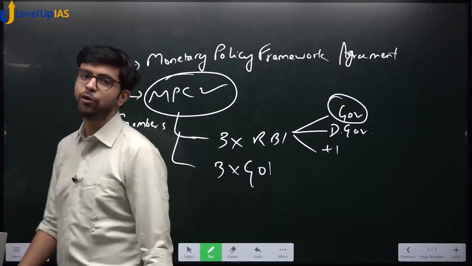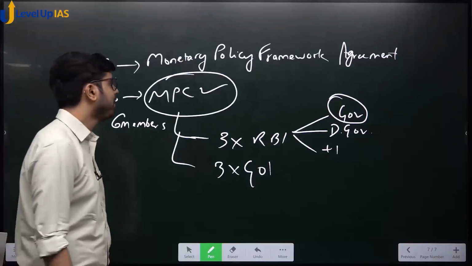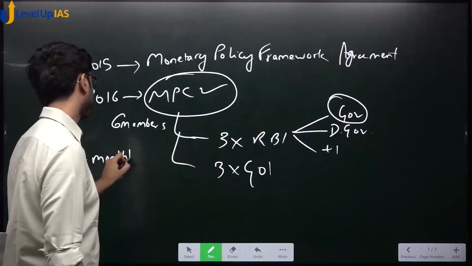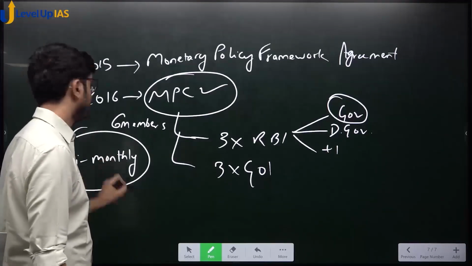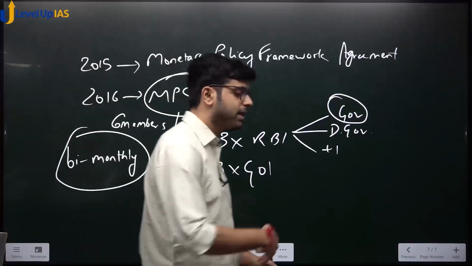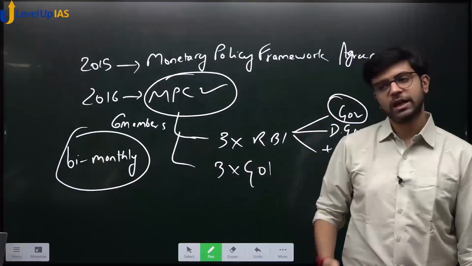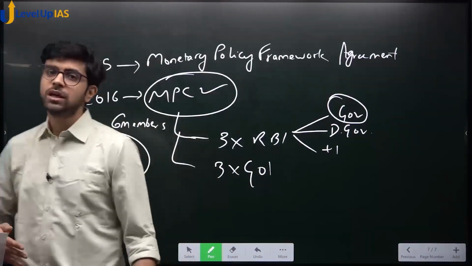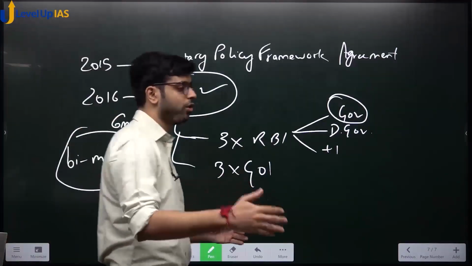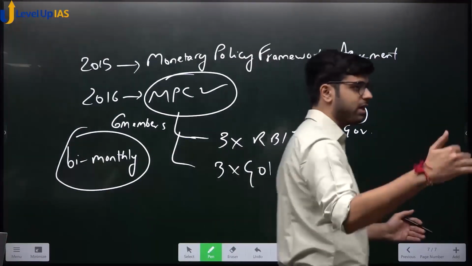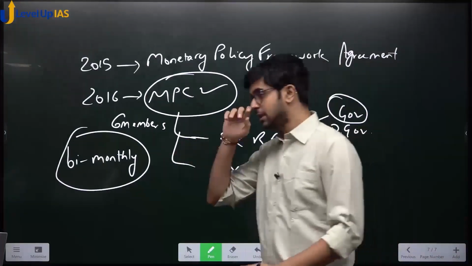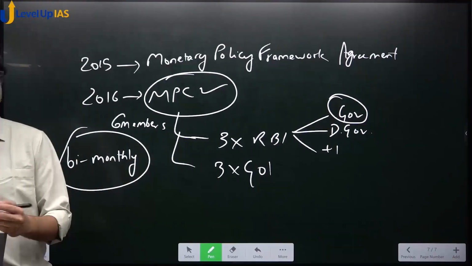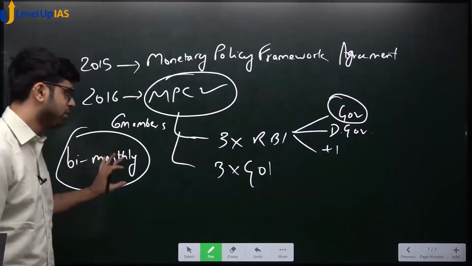Now some things about the Monetary Policy Committee. We follow a bi-monthly monetary policy. What do you mean by bi-monthly? Once in 2 months. Every 2 months this committee will release its report. We have reviewed the inflation, it is within the target, we are taking XYZ actions. After 2 months, we have reviewed the inflation, it is about to go beyond the target, then we are taking these actions. Similarly, every 2 months, the monetary policy is reviewed. Okay? Bi-monthly monetary targets are set.